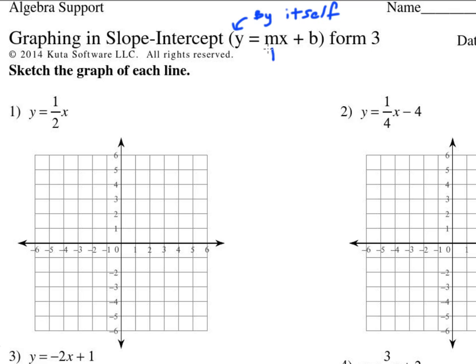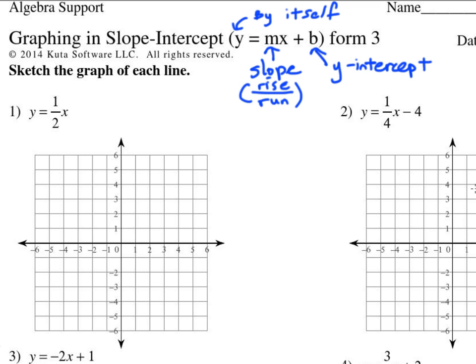Remember, our m is the slope, which is rise, the up and down part, over run. Right? Slope is rise over run. And the b, again, is our y-intercept. It's where the graph hits the y-axis.